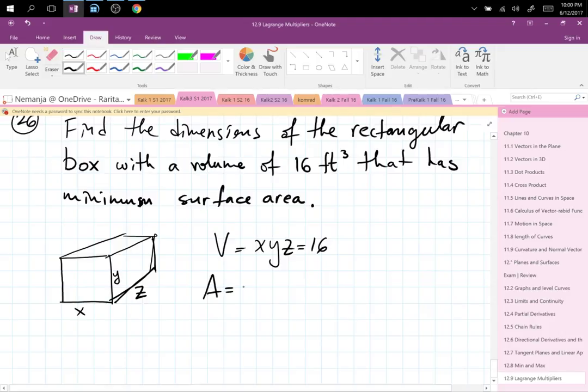What's the area? Yep, x, y, z. That's the volume. Oh, area, sorry. 2xy plus 2yz plus 2xz. 2xy plus 2xz plus 2yz. Good.